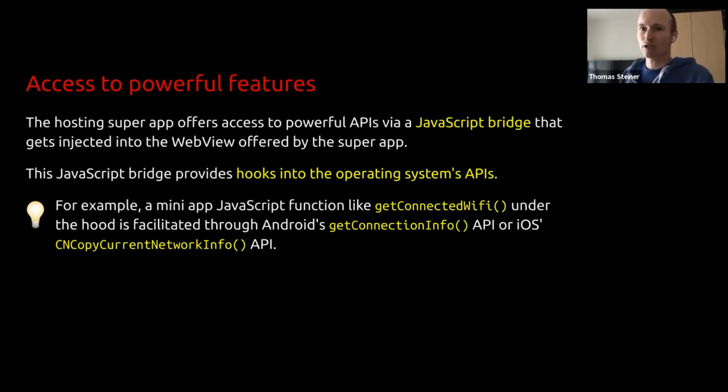So as an example, if you have a mini app that has a JavaScript function, for example, getConnectedWifi, this under the hood uses Android's getConnectionInfo API or iOS CNCopyCurrentNetworkInfo APIs. But for the mini app developer, getConnectedWifi is the function that they need to call. It's fully implemented in JavaScript, so there's no Objective-C, no Java, no Kotlin. It's just JavaScript.